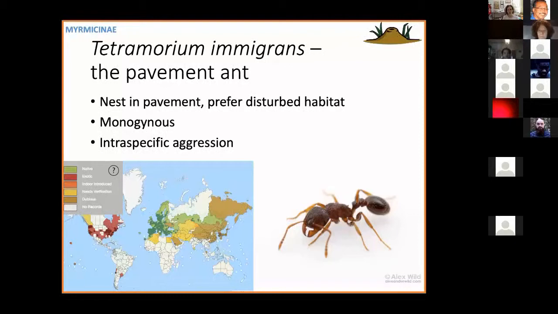Unlike the Argentine ant, for example, that is polygynous, meaning that it has many queens, this ant actually has one queen per nest, which is unusual for invasive species that usually have many queens and interesting social structure. Another interesting thing about this species is that they're really aggressive.